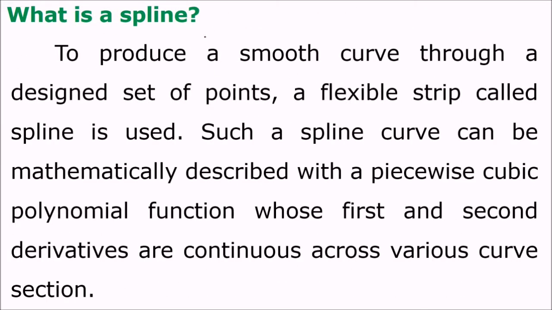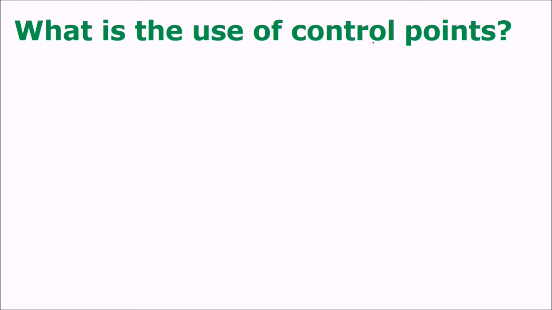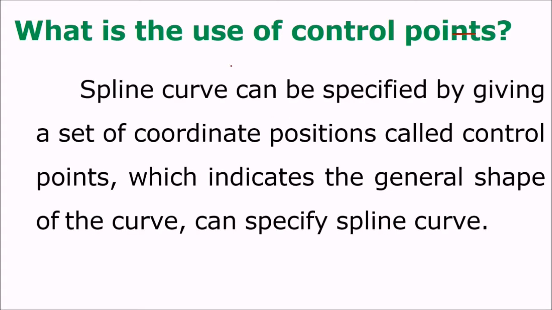What is a spline? To produce a smooth curve through a designated set of points, a flexible strip called a spline is used. Such a spline curve can be mathematically described with a piecewise cubic polynomial function whose first and second derivatives are continuous across the various curve sections. What is the use of control points? This spline curve can be specified by giving a set of coordinate positions called control points, which indicate the general shape of the curve. We can easily specify the spline curve.